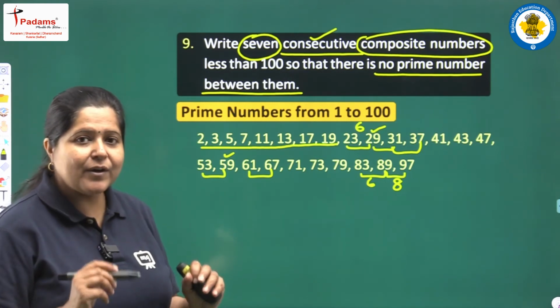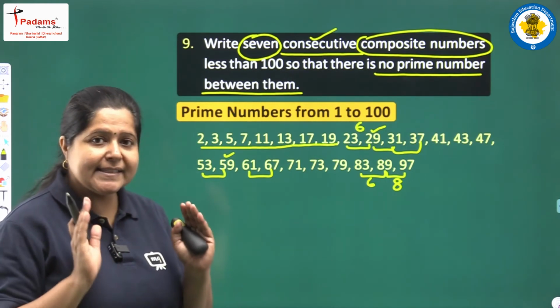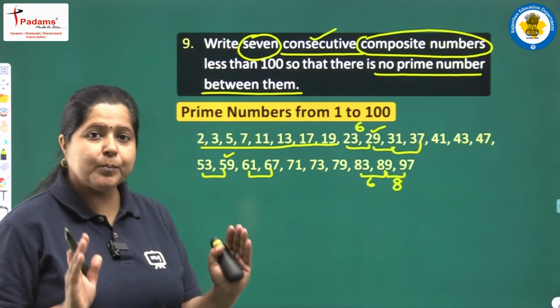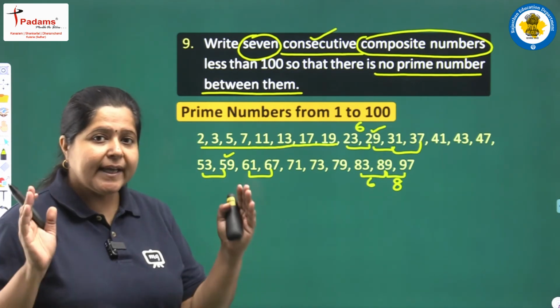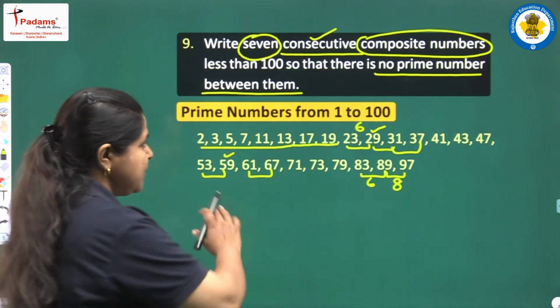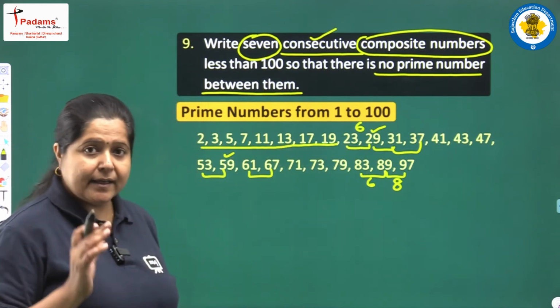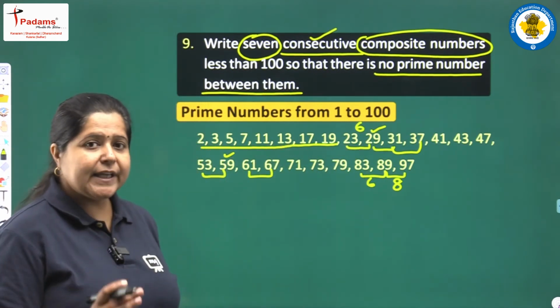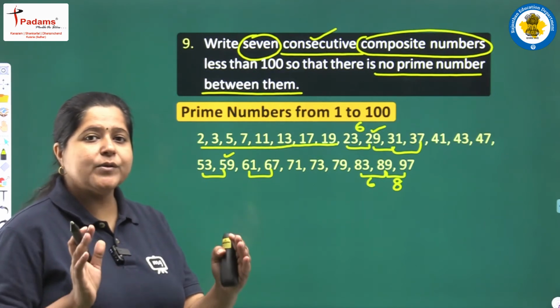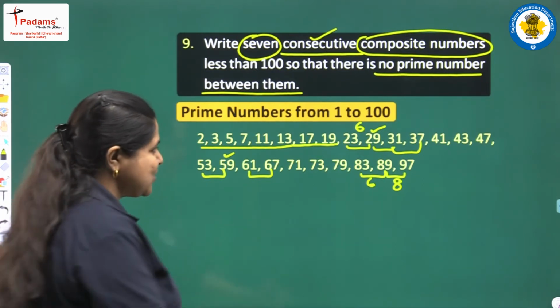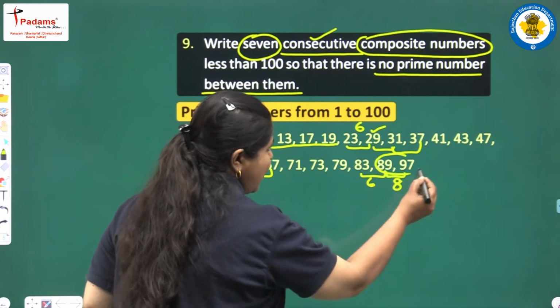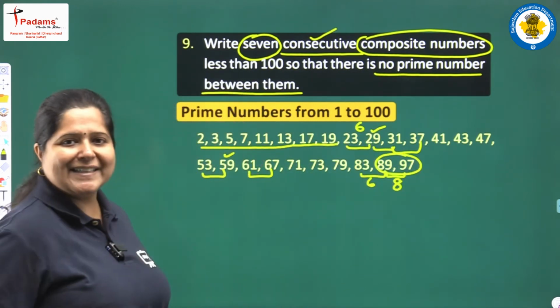What are we looking for? हम ढूंढ रहे हैं 7 लगातार composite numbers between any two given prime numbers. इनमें से कोई भी 2 consecutive prime numbers लेके, we have to take 7 composite numbers in between. And so here we are getting the difference of 8, and here we will get the answer.